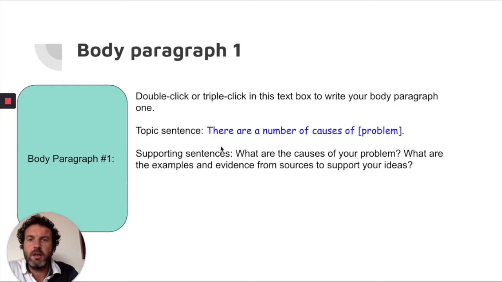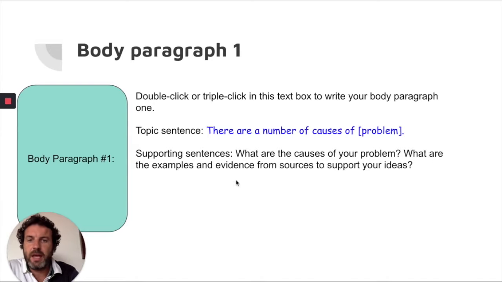So here you will talk about your causes. Now remember, every paragraph in a report or an essay needs a topic sentence. So this topic sentence will tell the reader what your paragraph will be about. So here I have a way that you can write your topic sentence. So for example, you could write, there are a number of causes of, and then state your problem.